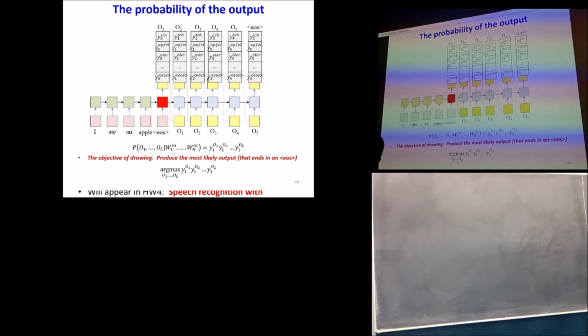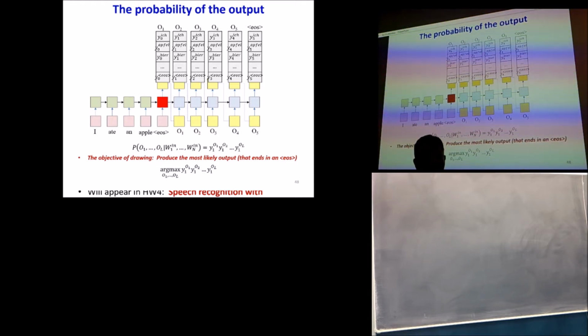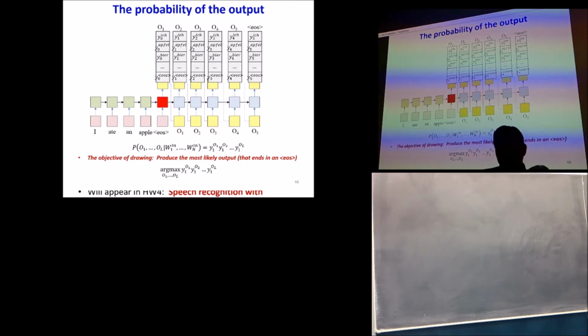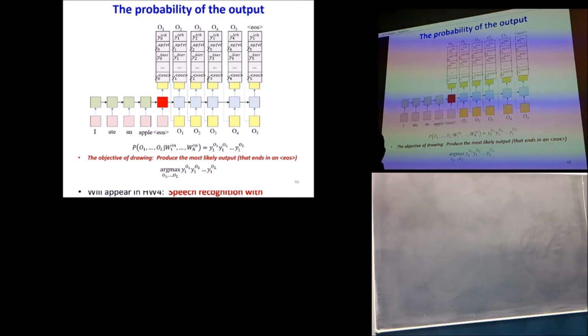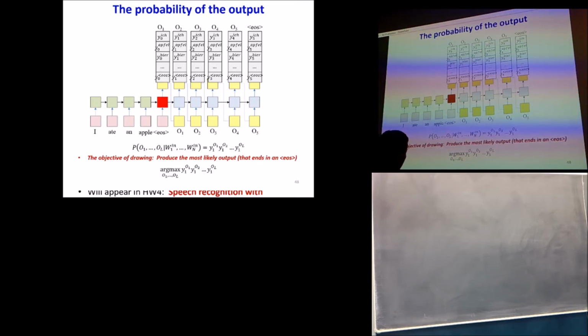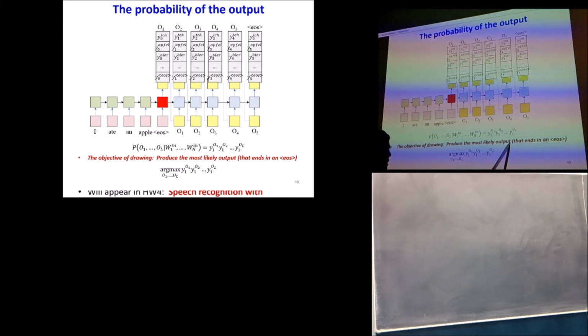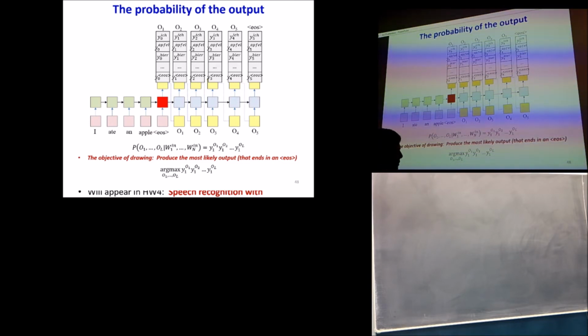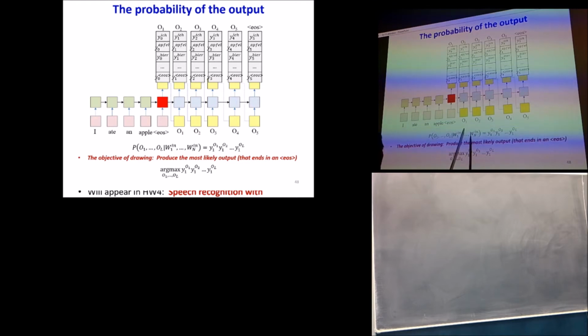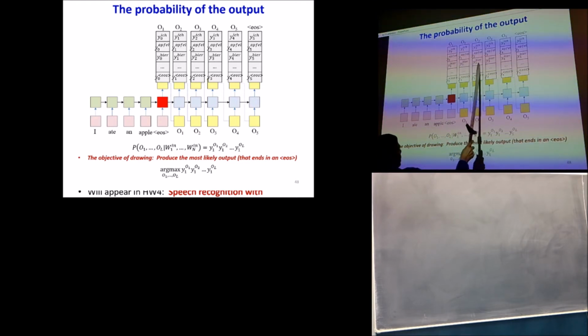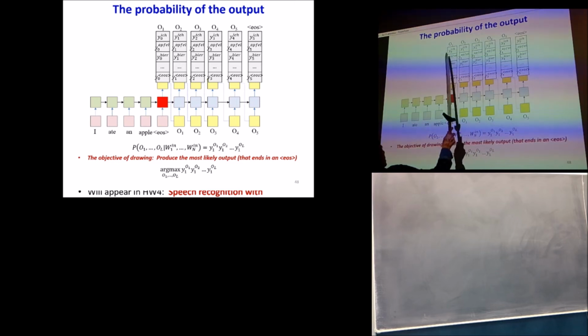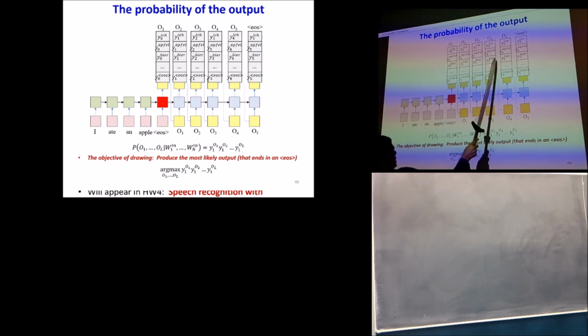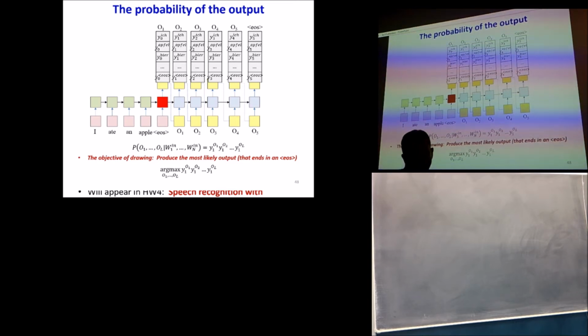Now, to understand that, let's first consider what is the objective of the whole process. When I give you a sentence in English and I ask back for a sentence in German, I'm really asking for the most likely German sequence given this input sequence of English. So the objective of drawing is to produce the most likely output that ends in an end of sequence symbol. So now, if I have a particular sequence of words, the probability of that particular sequence of words is simply the product of the probabilities assigned to it by the network.